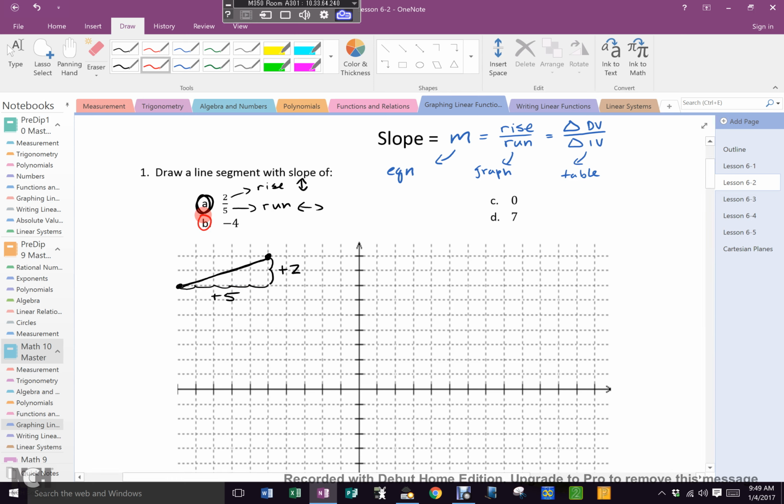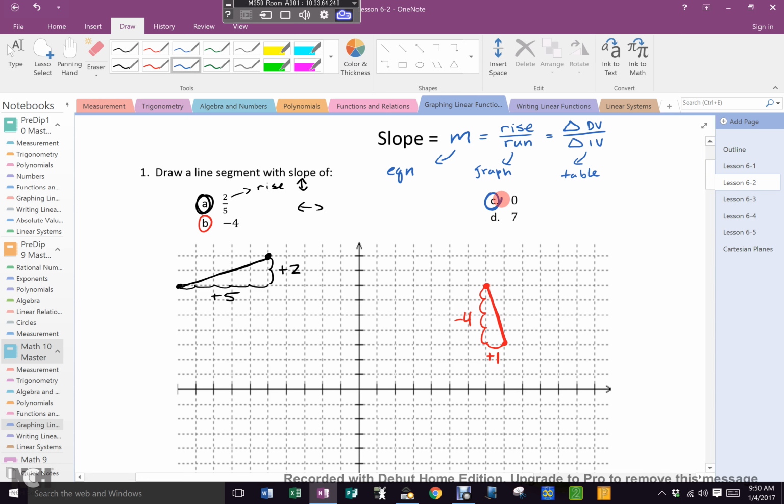You can put them anywhere you want. I'm going to do B in red. And then do like I did here, put them on yours. -4 rise and a run of positive 1. And you can put it anywhere you want. Does everybody see how to do it? Okay. C. I did that one red.